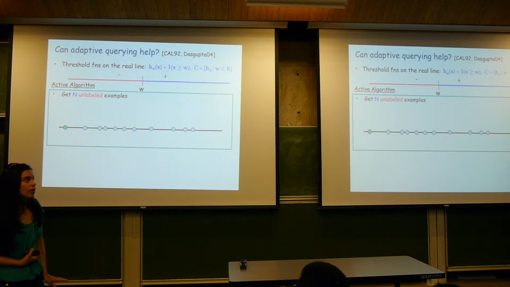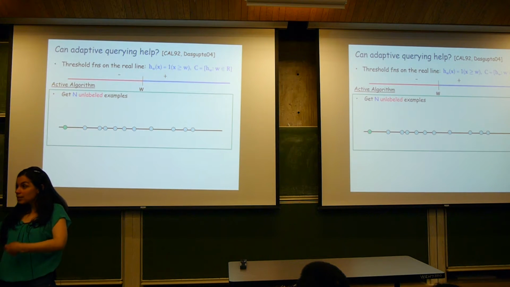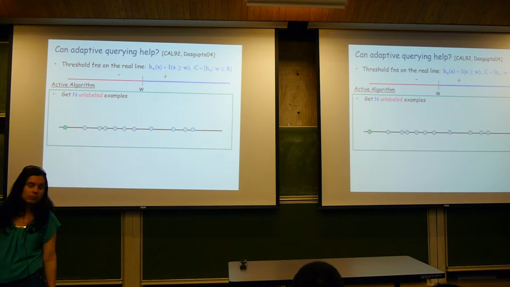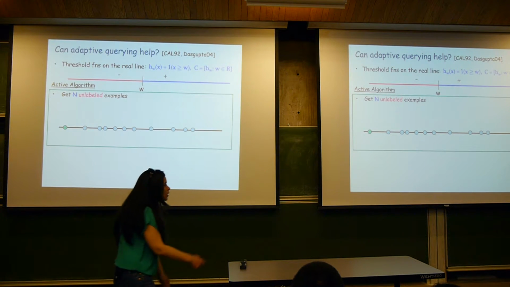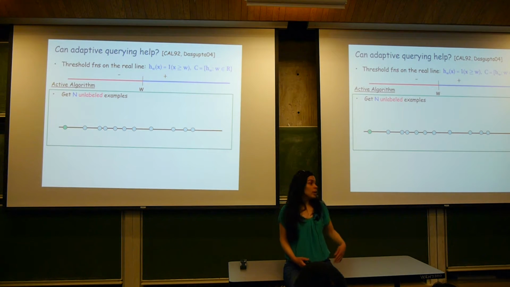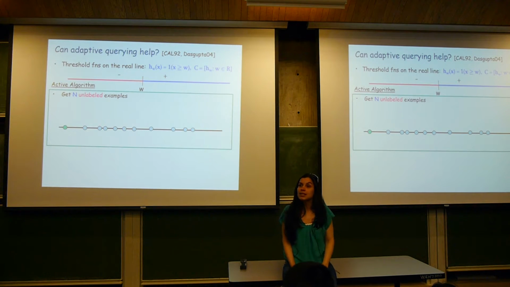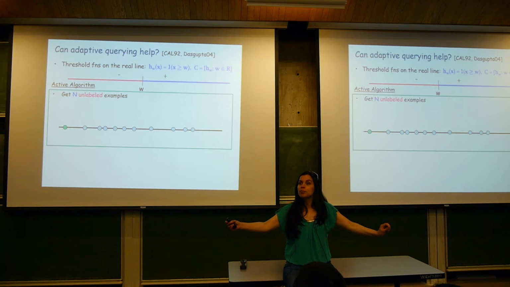Okay, but now I don't want to do that because I want to be active. I want to somehow ask for fewer label requests. So what I'm going to do is exploit the structure of my hypothesis space. I want to be able to recover the labels of all these n unlabeled samples by asking much fewer queries. And I claim that here it's possible. So if I've drawn n unlabeled samples, I claim that we can, with only log n queries, recover a correct labeling of all these unlabeled samples.